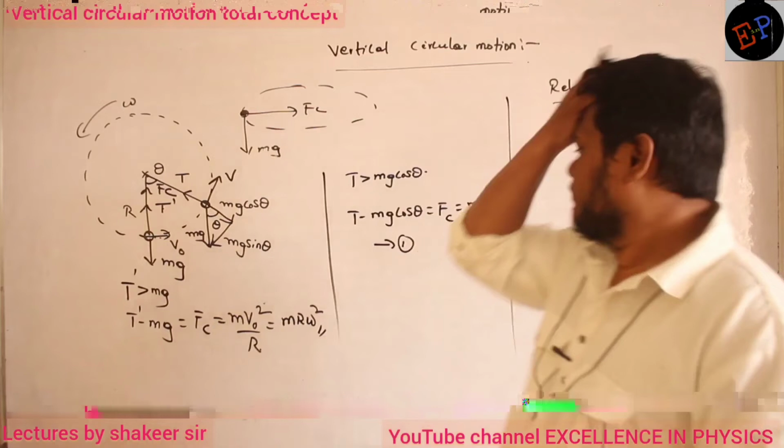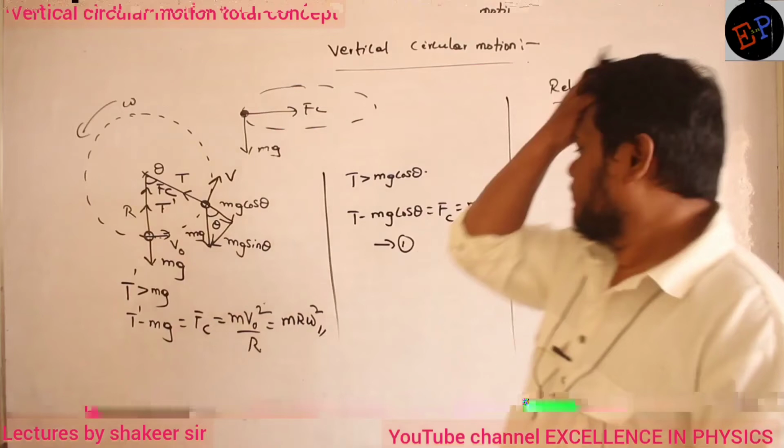In the case of a bob connected with the string, was it able to complete a circular path? No, it was able to complete only up to 133 degrees. After that, the tension or normal reaction was becoming 0. So it was not able to complete a circular path.